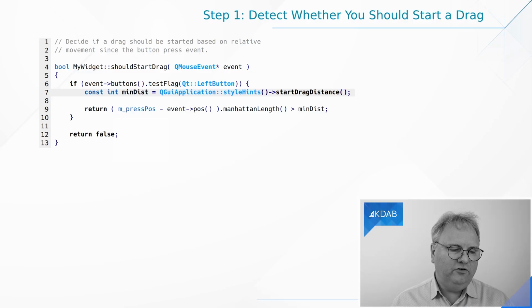Anyway, jokes aside, this is the distance that the user should be dragging the mouse before a drag should be considered. And then taking these 2 points, subtracting them, calculating the Manhattan length and comparing to that distance, that is what will decide whether we should start a drag or not.